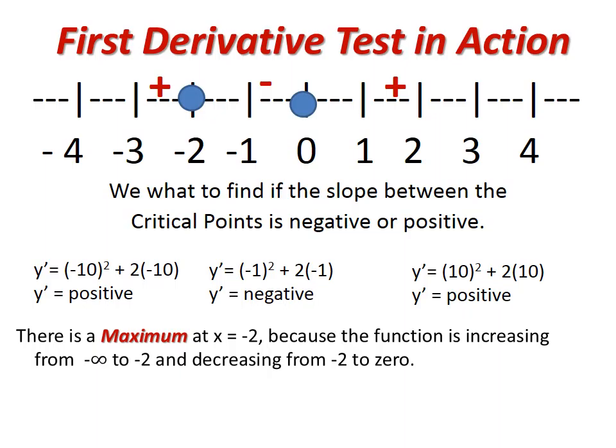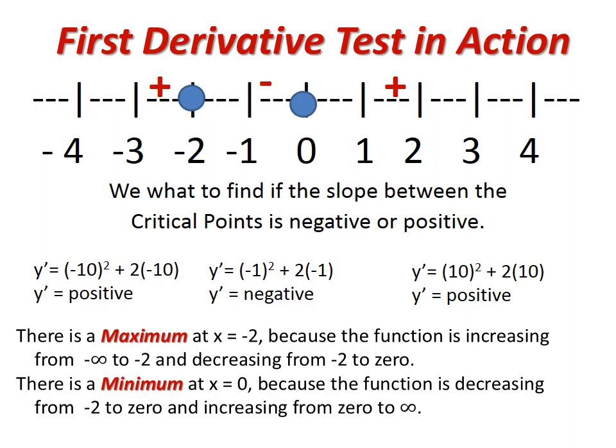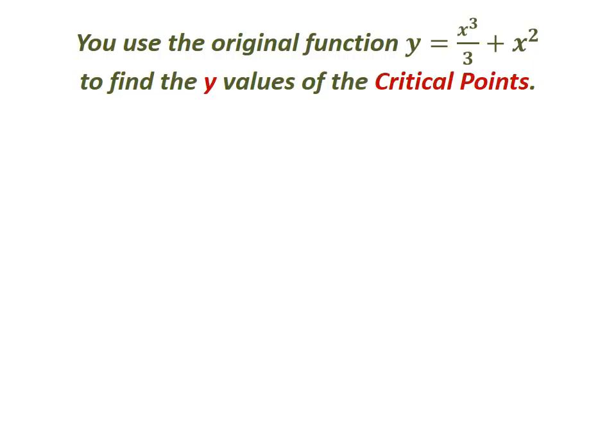Well, there is a maximum at x equals negative 2. Why? Because the function is increasing from negative infinity to negative 2 and decreasing from negative 2 to 0. There is a minimum at x equals 0. Why? Because the function is decreasing from negative 2 to 0 and increasing from 0 to infinity. All right? Remember this.